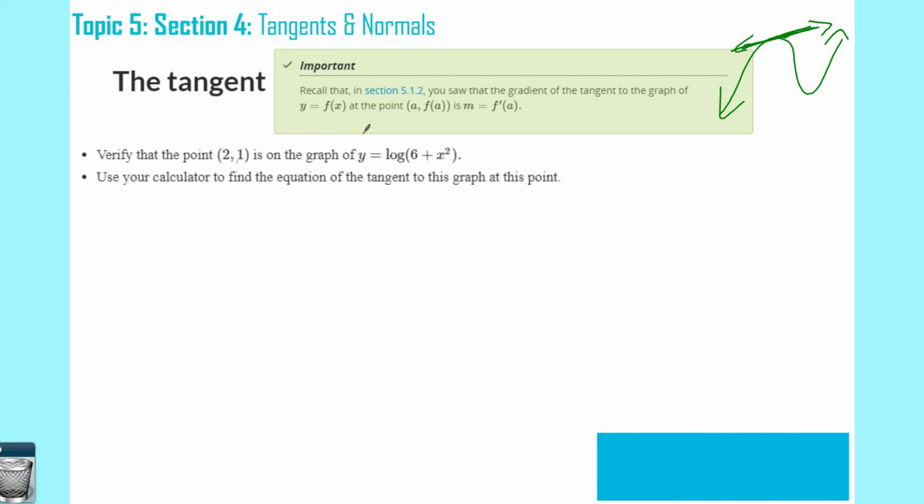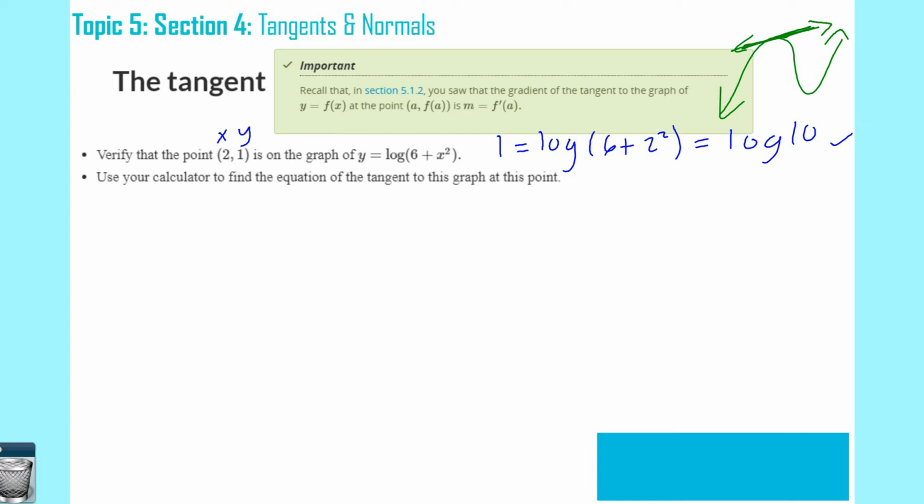So verify that this point is on that graph. Okay, well that means this has to be x and that has to be y. So 1 must equal log of 6 plus 2 squared. Well, does 1 equal log 10? Yes. Okay, we can use our calculator. Hopefully we know that. Okay, if not, the calculator's there.